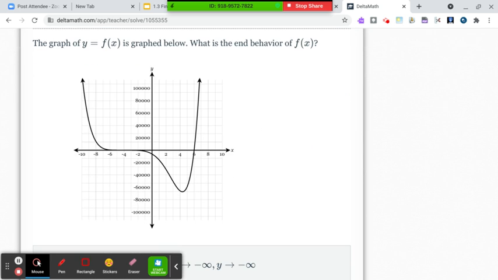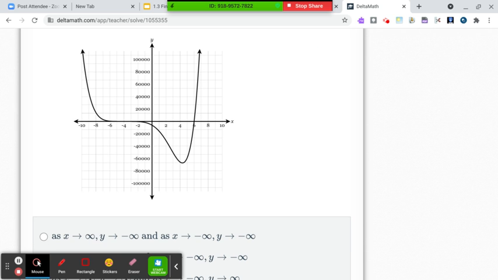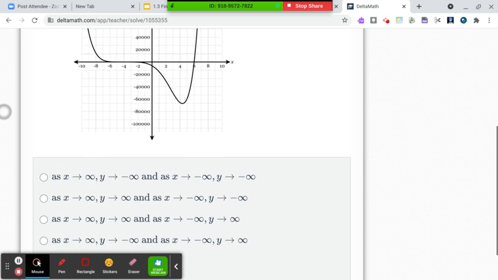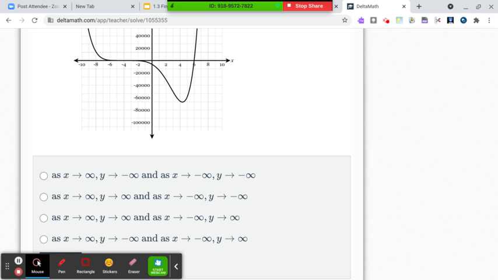Okay, do you see the graph here? Okay, where do you see both ends are going toward? Positive infinity. So that can help you look at your answer choices. As x approaches positive, y approaches positive. As x approaches negative, y approaches positive. Which answer choice says that? The third one. You got it.